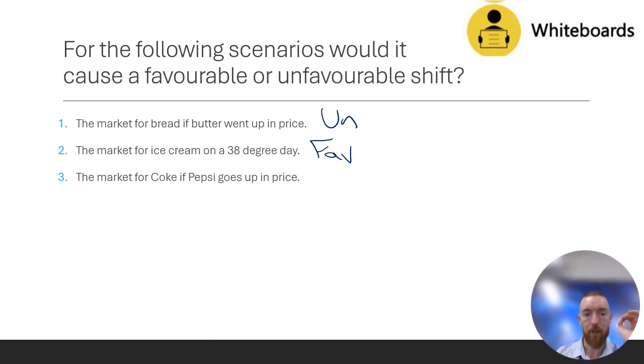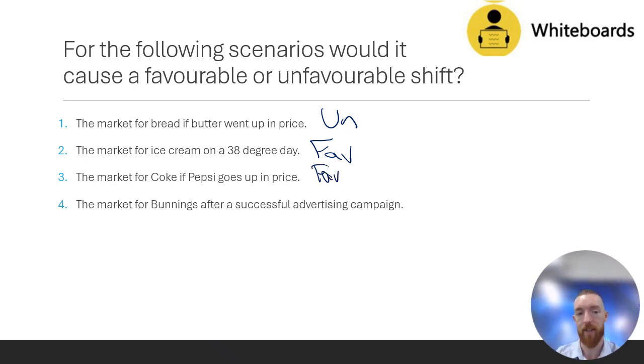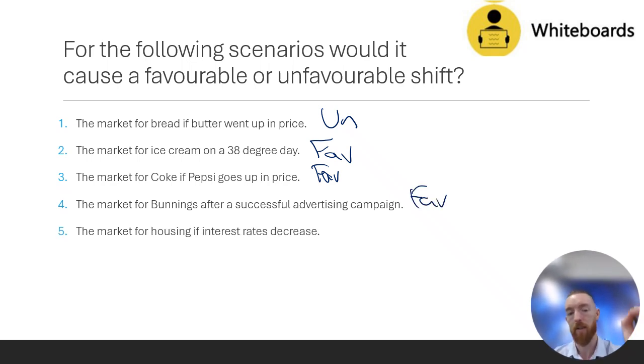The market for Coke if Pepsi goes up in price. I'm a sucker for using examples that come up in future questions, even though I don't remember writing these questions because I did it months ago. The market for Coke, if Pepsi goes up in price, people are going to demand more Coke, so that is going to be a favorable shift because they are substitutes. The market for Bunnings, if there is a successful advertising campaign, people are going to be crazy for those Bunnings snags and tools, so it's going to be a favorable shift.